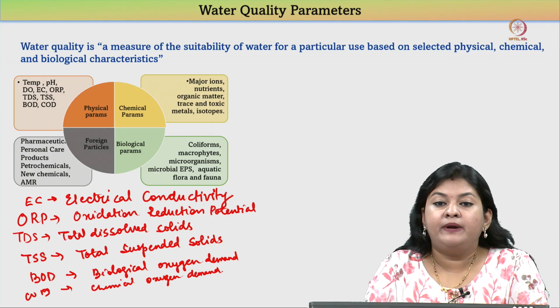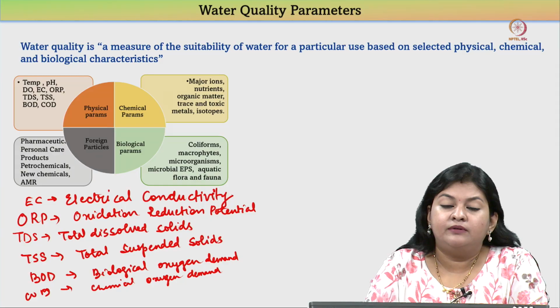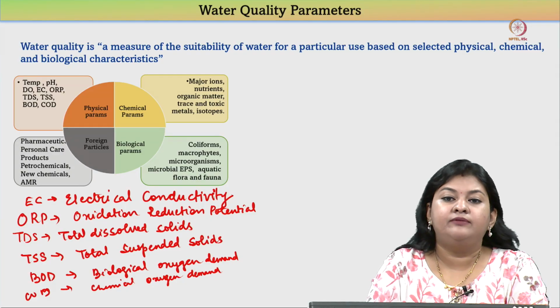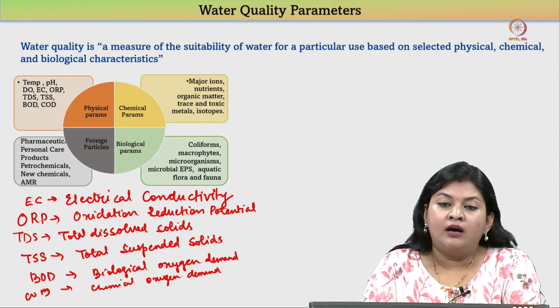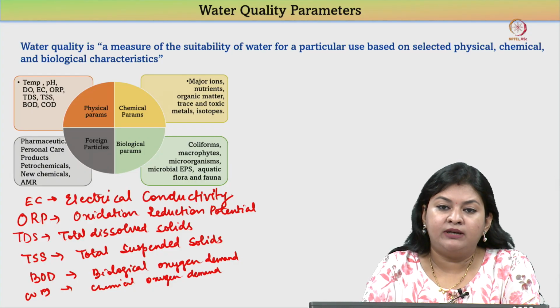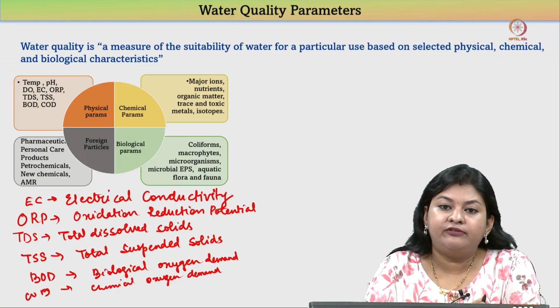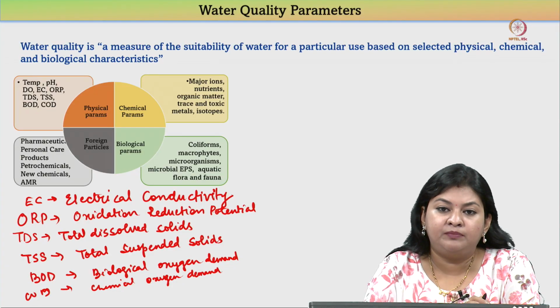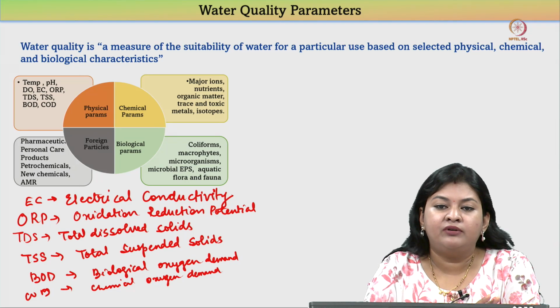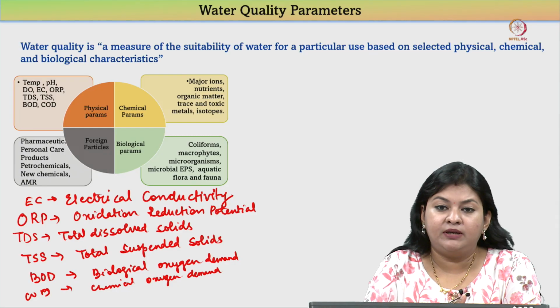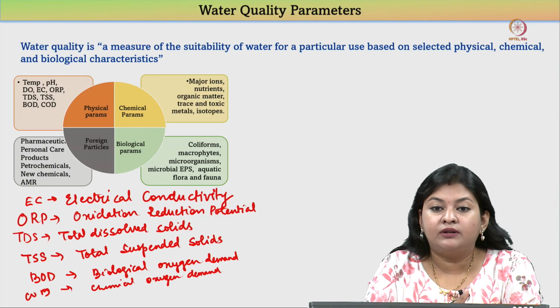So, when we are measuring the physical parameters, these are very commonly measured. Always we try to measure at least a few parameters. Some basic parameters we definitely measure, such as temperature, pH, and dissolved oxygen, which is a must for all types of samples. This gives us first hand information of what kind of water you are looking at.